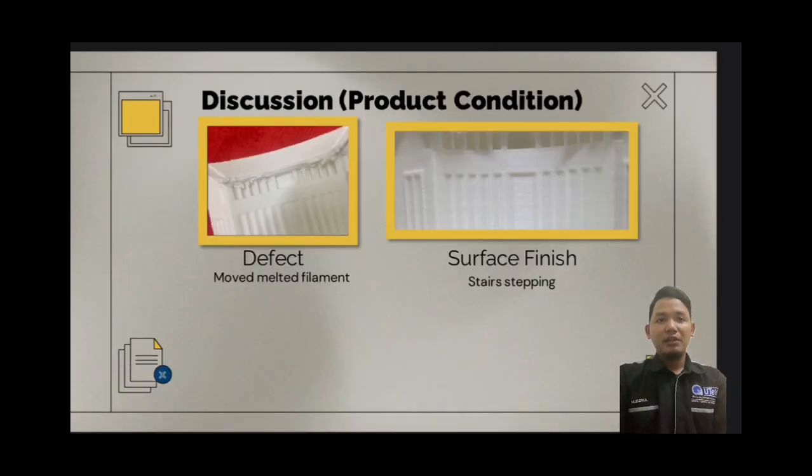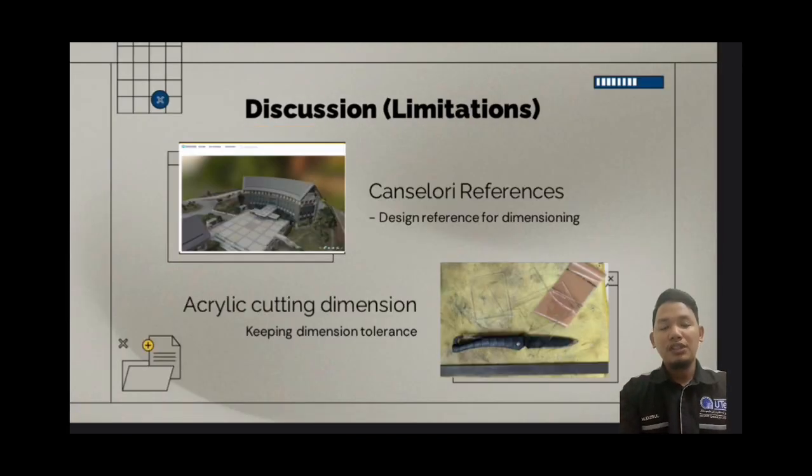After the product was fabricated, we learned that there were some defects in our product, which is moved filament. This occurred during fabrication at the overhang part. We also noticed that the stair-stepping effect at certain parts of the product could not be removed by the sanding process because of the narrow space.